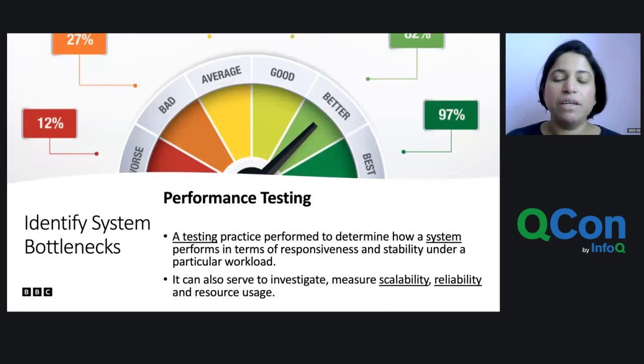Performance testing is another tool that we extensively use for identifying bottlenecks. It is a testing practice wherein you push some load onto a system and then see how the system performs in terms of responsiveness and stability. It helps to investigate and measure stability, reliability, and the resource usage. So it's a very effective tool to identify the bottlenecks.